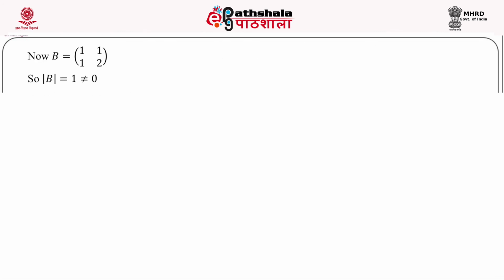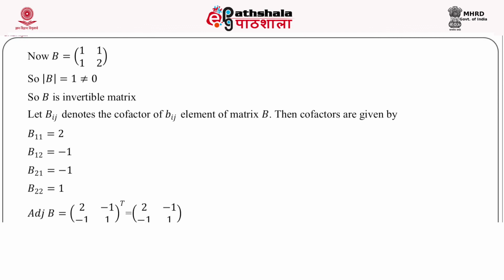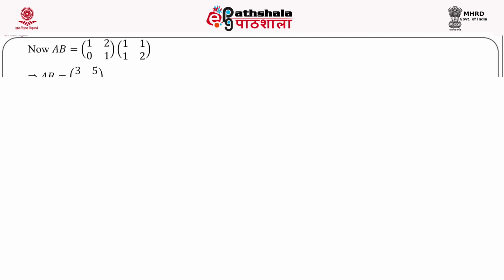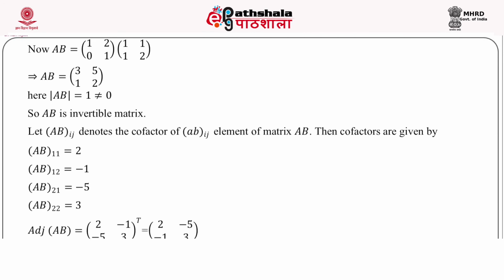Now let's find the inverse of B matrix. Here determinant of B is 1, which is non-zero, so B is also invertible, and adjoint of B is given by this matrix, so we can find the inverse of B by multiplying 1 by determinant of B with adjoint of B. So we have this matrix. Now let AB is given by this matrix. Here determinant of AB is 1, which is again non-zero, so AB is also invertible.